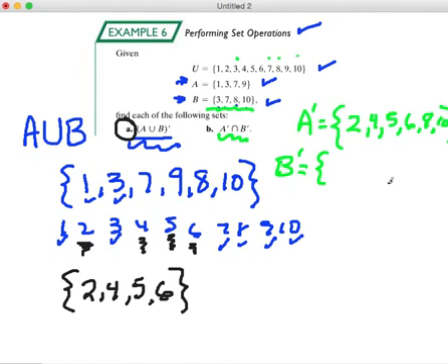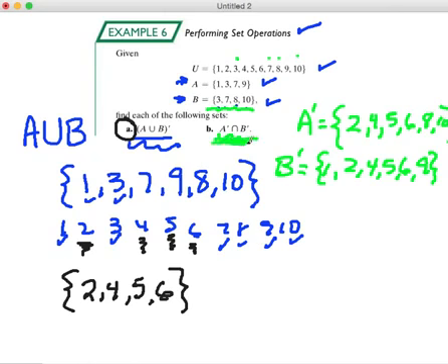Now, what did I not highlight? I did not highlight 1, 2, 4, 5, 6, 7, 8, and then 9. Okay? All right. So let's go back over here.